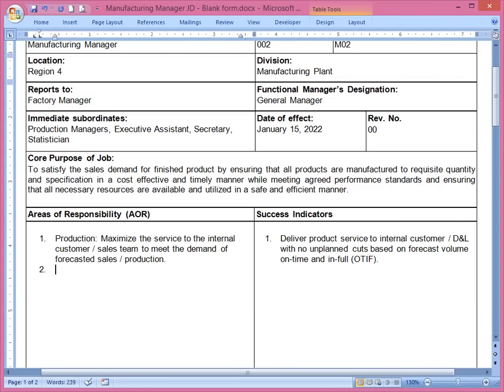We'll get another one. Maybe in terms of quality. One of your AOR, area of responsibility, is production, of course, because you're producing finished products. I think it's good to put a space so that it will look good. In production, we say maximize. Here, we'll say optimize.